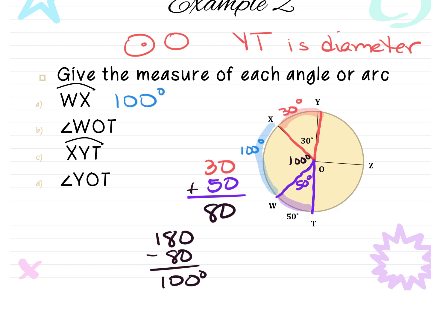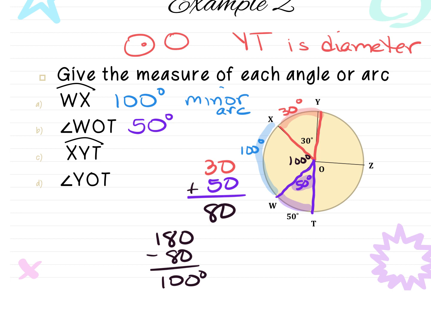The next one wants me to find the measure of angle WOT. Well, I already did that. It's this purple angle right here. And it's going to be 50 degrees. So sometimes when you start to fill in your picture, you already have the answers to some of the problems. Now, WX, let's go ahead and classify that. That's less than half of the circle. So this is going to be a minor arc. And WOT is just an acute angle.